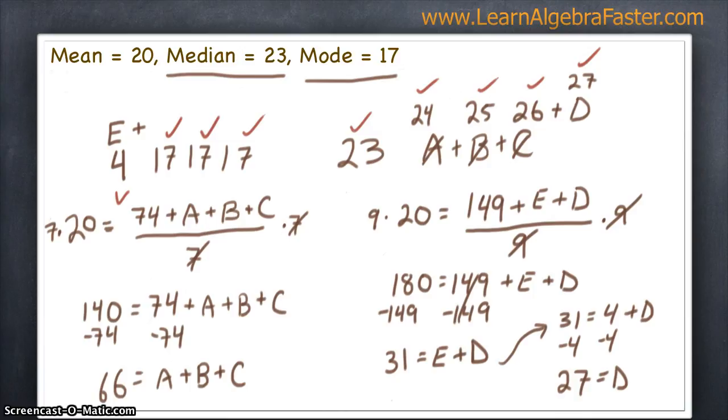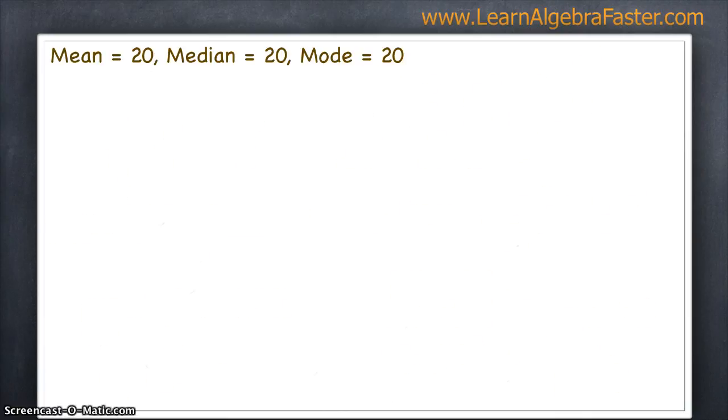Okay, let's look at another problem quick. If we have a mean of 20 and a median of 20 and a mode of 20, how do we go about doing this? Well, I have good news and bad news. The good news is it's okay for the mean, median, and mode to all be 20.